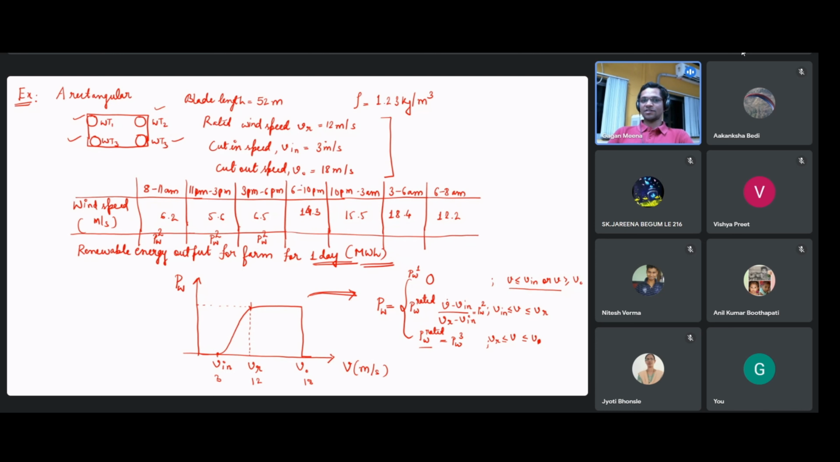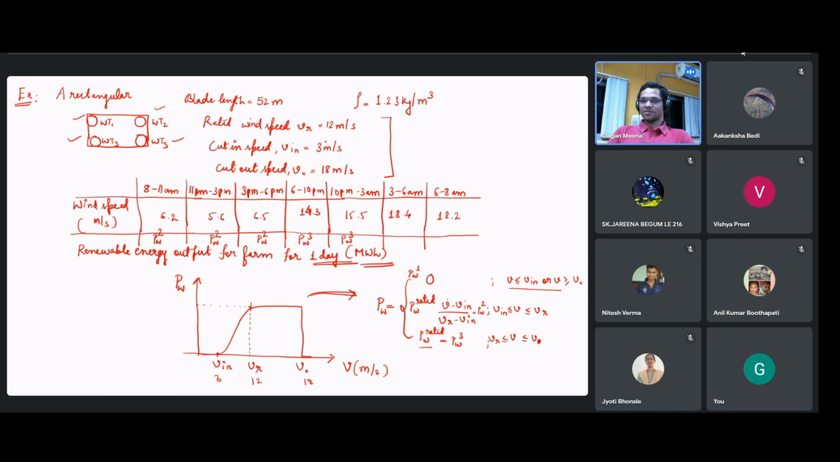Now we have to check for 6 to 10 p.m. This is 14.3. We see this falls in the range of 12 to 18, between V rated and cutout. So this will be PW3. So power will be constant here within this wind speed range. From 10 p.m. to 3 a.m., the speed is 15.5, which is still in this range. So we can write this expression as PW3.